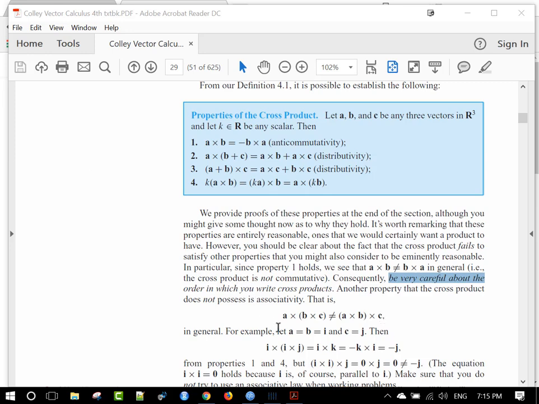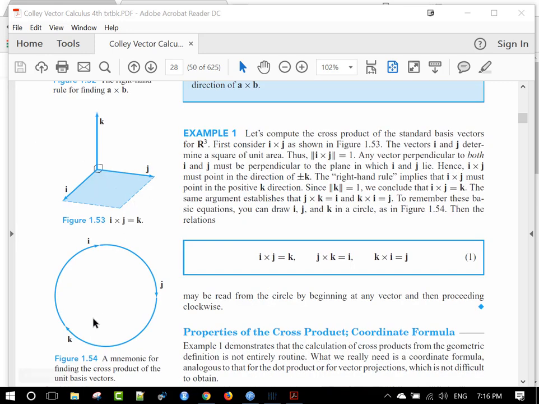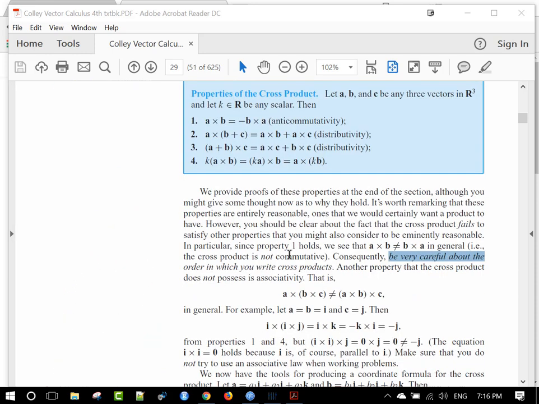They say even if you just take a simple example, like if A and B are both i and C is j, then if we do i cross j, I think we remember that we get k. So that's i cross k, which equals minus k cross i from up here. And we know that k cross i is j, so minus k cross i is going to be minus j. So here we get minus j, but in the other case we get 0.